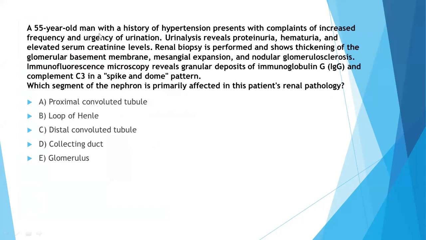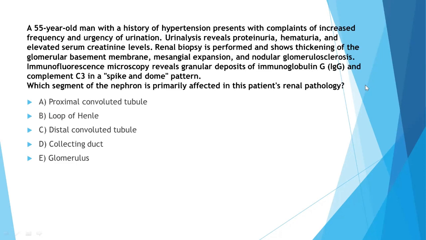A 55-year-old man with a history of hypertension presents with complaints of increased frequency and urgency of urination. Urine analysis reveals proteinuria, hematuria, and elevated serum creatinine levels. Renal biopsy is performed and shows thickening of the glomerular basement membrane, mesangial expansion, and nodular glomerulosclerosis. Immunofluorescence microscopy reveals granular deposits of immunoglobulin G and complement C3 in a spike and dome pattern. Which segment of the nephron is primarily affected in this patient's renal pathology?